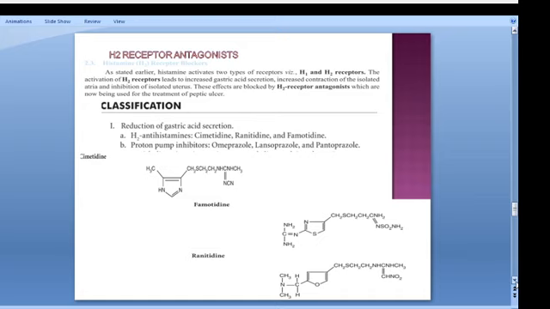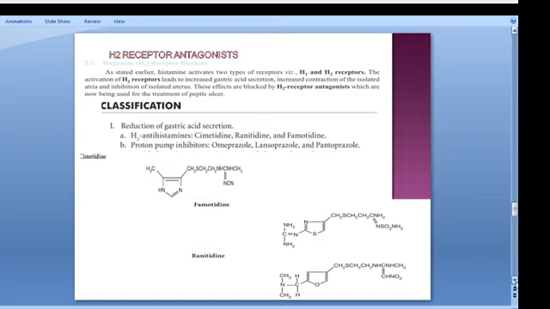Mainly this type of H2 receptor antagonist we are using for peptic ulcer disease, Zollinger-Ellison syndrome, gastroesophageal reflux, and acute stress ulcers and erosions. H2 antagonists mean cimetidine, ranitidine, and famotidine. And the second class of drug is the proton pump inhibitors.